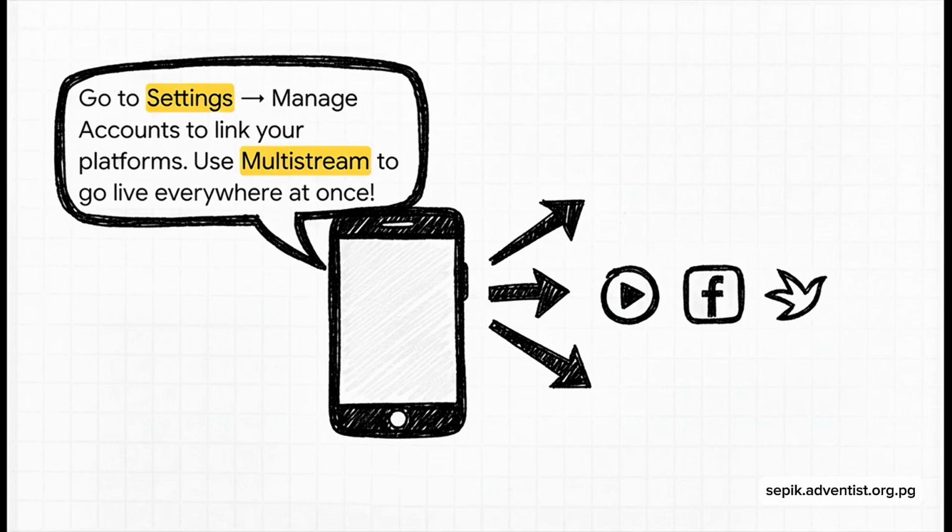Next up, you'll want to connect your social media accounts. Just hop into the settings, find Manage Accounts, and you can link up your Facebook, your YouTube, whatever you use. And this is where you'll find a real game changer of a feature, multi-streaming. This lets you broadcast live to Facebook, YouTube, and other places all at the same time, from one single phone. That's a massive time saver.